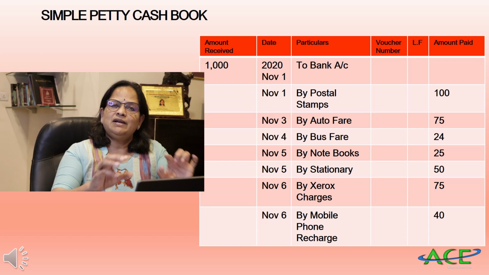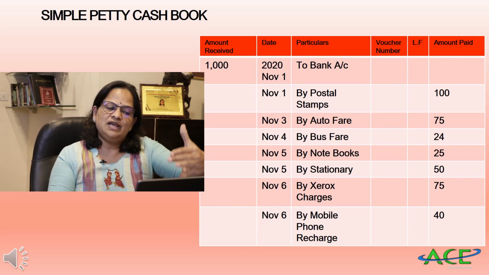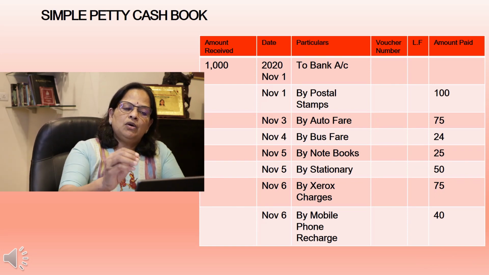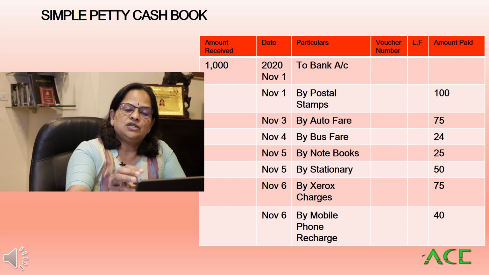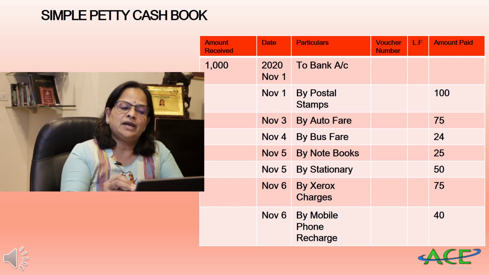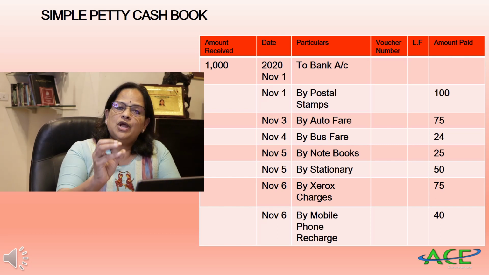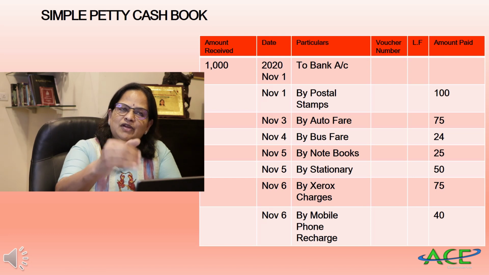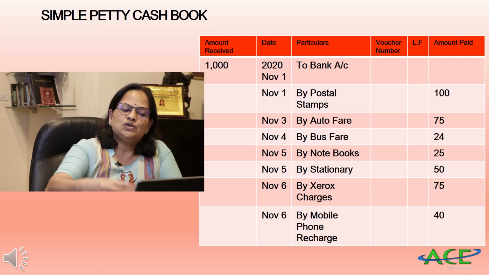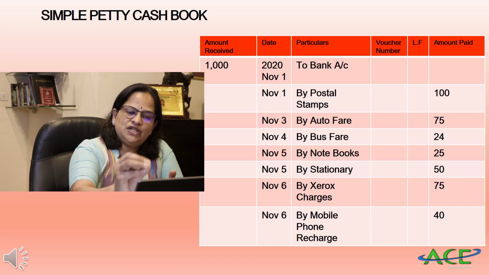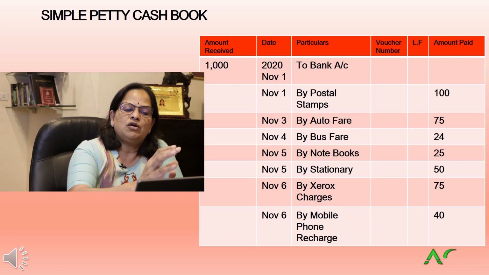So you have to remember that the cash balance, the amount they are starting with, is 1000 rupees. Now that is received from the bank. So the first entry is to bank account 1000 rupees. Now November 1st, postal stamp. Here we are not dividing the expenses. All the expenses we are showing. So first entry is they have received from bank. So we are writing to bank account 1000 rupees.